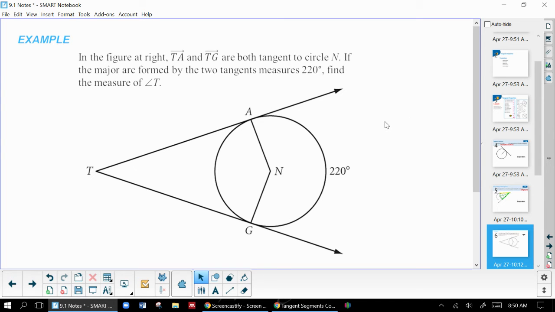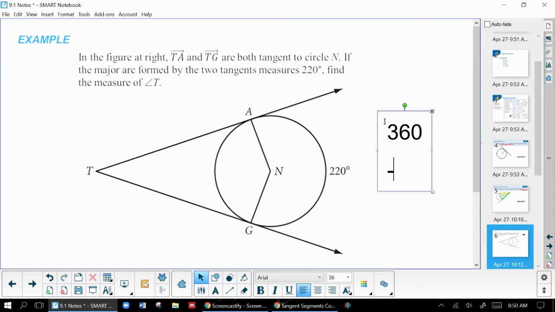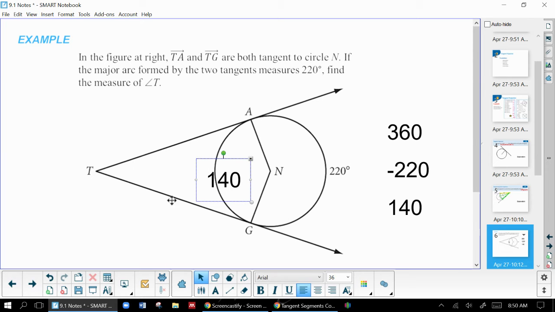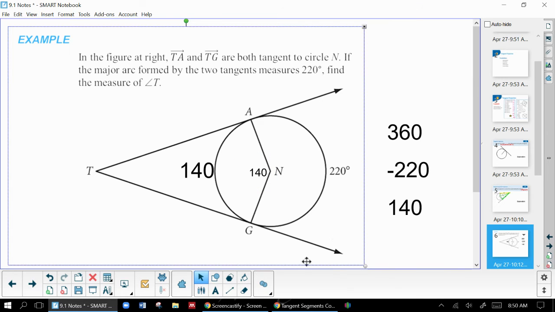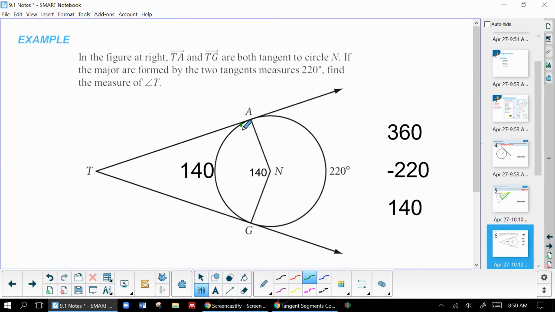Right? If I just took 360, because the whole circle is 360, minus 220, I'd end up with 140. And so I know that this arc here is 140, which means that this angle inside, this central angle that intercepts that arc, has to be 140 as well. I have radii and my tangent lines, so right off the bat, I know that that makes 90-degree angles.